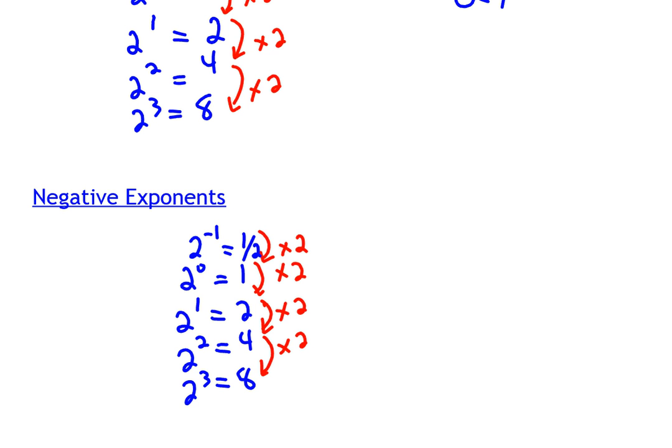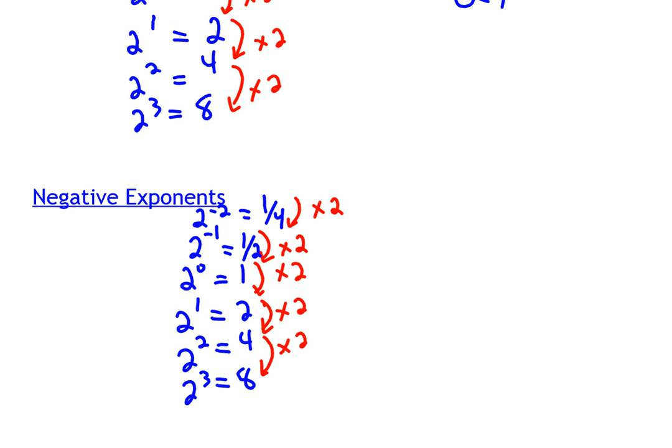And same thing here, 2 to the negative 2. Same idea. What number do we have to multiply by 2 to get a half? Or, another way to put that is that if we take a half and divide it by 2, what number are we going to get? And the answer here is 1/4.